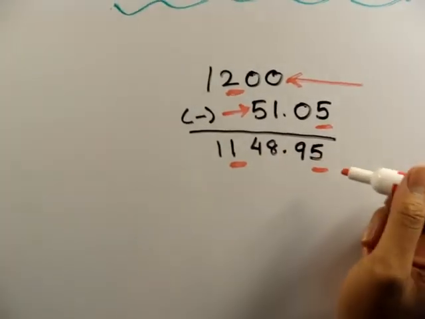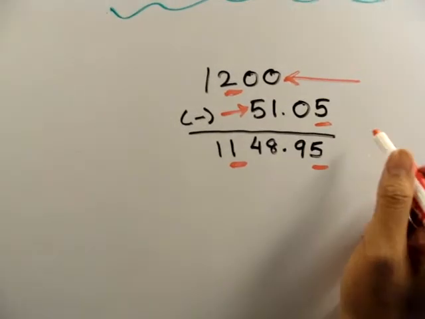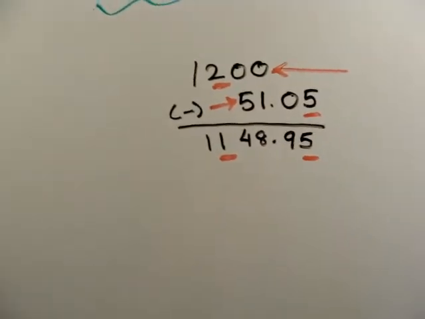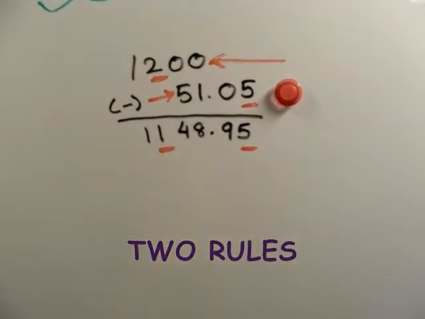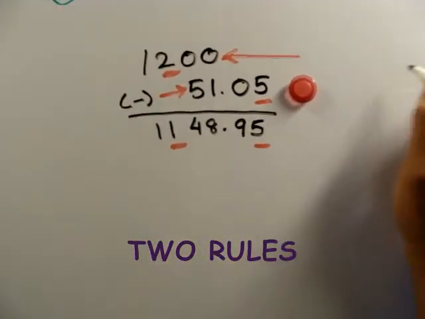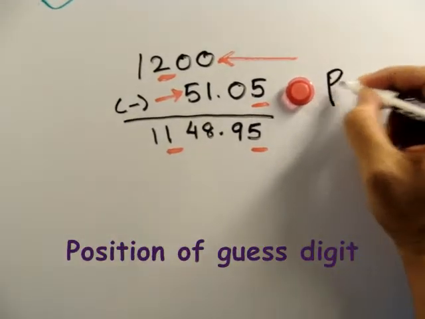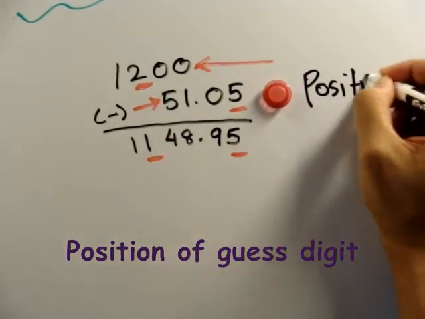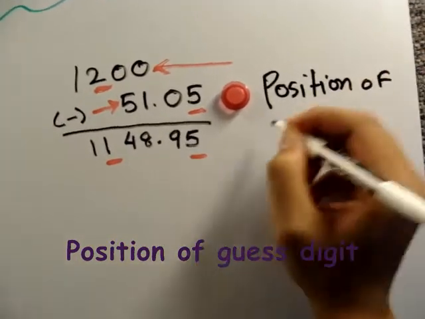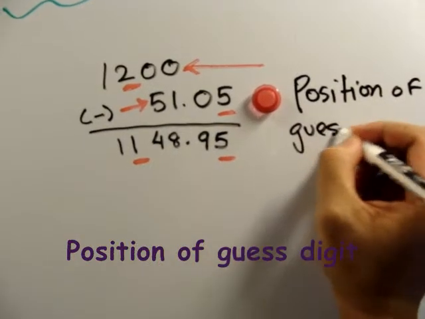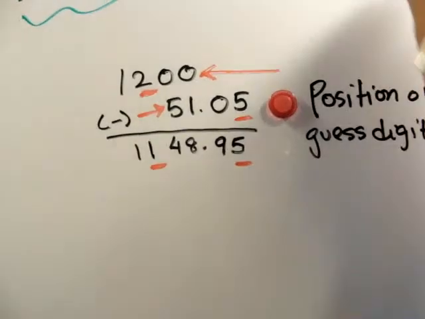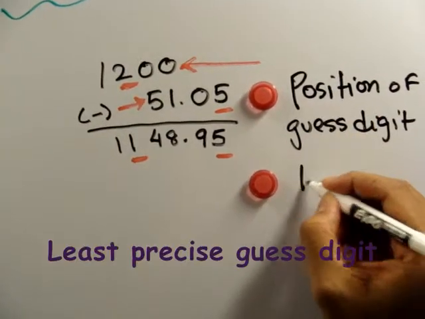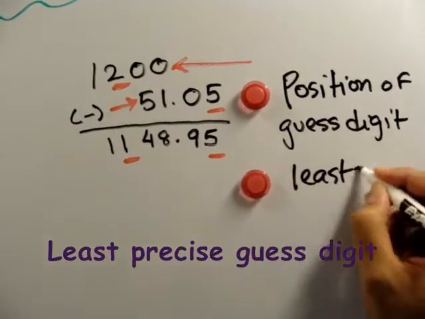Now we have to figure out how to do the rule and how to apply the significant digit. Here the rules are the same as last time for the rule of adding. The first thing we look at is the position of the guess digit, and the second thing we're going to look at is the least precise guess digit.